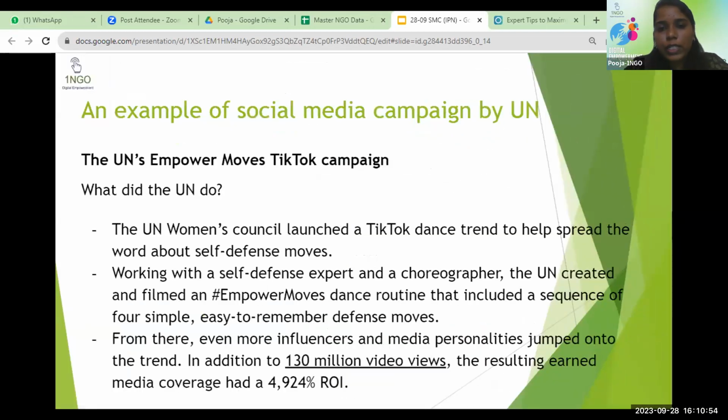So here you can see an example of the UN. Did anyone of you know that the UN, the United Nations, an international organization, has used TikTok for a campaign to empower women? Did anyone of you know that TikTok was used by the UN?